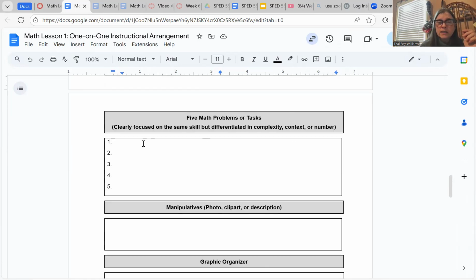You are going to need to list at least 5 problems or tasks depending on what you're teaching. So I want you to make sure that they all focus on the same skill.